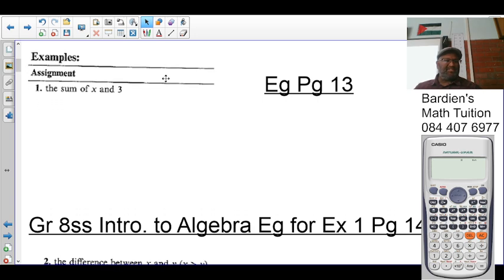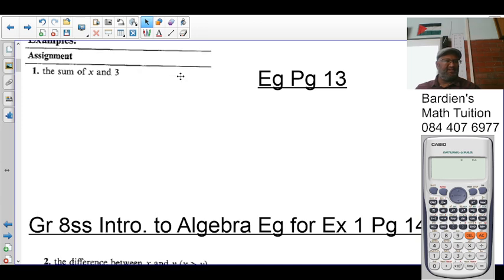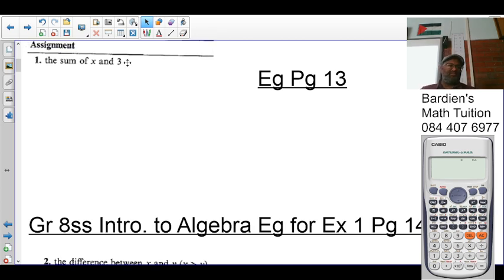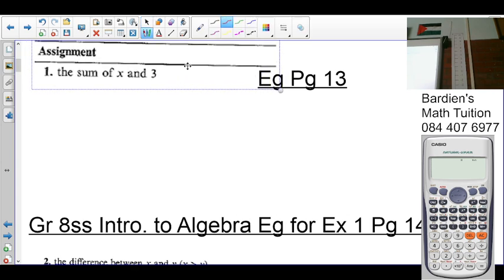So the first question says, write an algebraic expression for the following. The first one says the sum of x and 3. So if I must write an algebraic expression for this, what would it be? Addition. How do we know it's addition? It says the sum of. So that would simply be x plus 3.